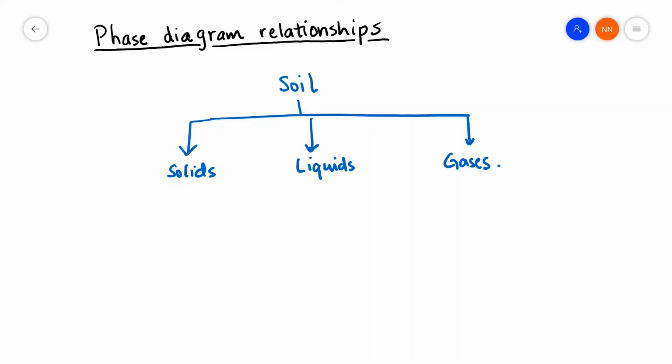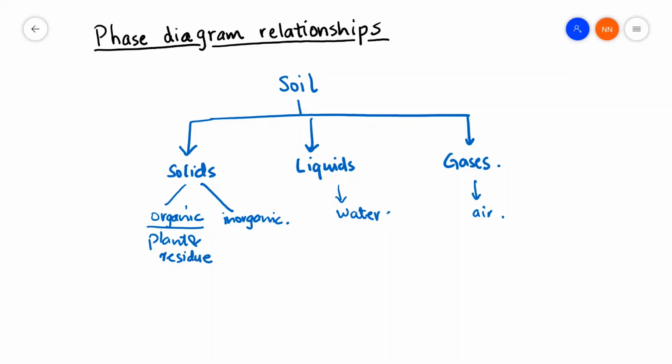The solids that define the soil can be either organic or inorganic. The liquid in soils is mostly water, and the gas is air, as we all know. The organic solids are the plant and animal residue that is left after decomposition. The inorganic component of solids is the mineral component, and these come in different shapes and sizes.